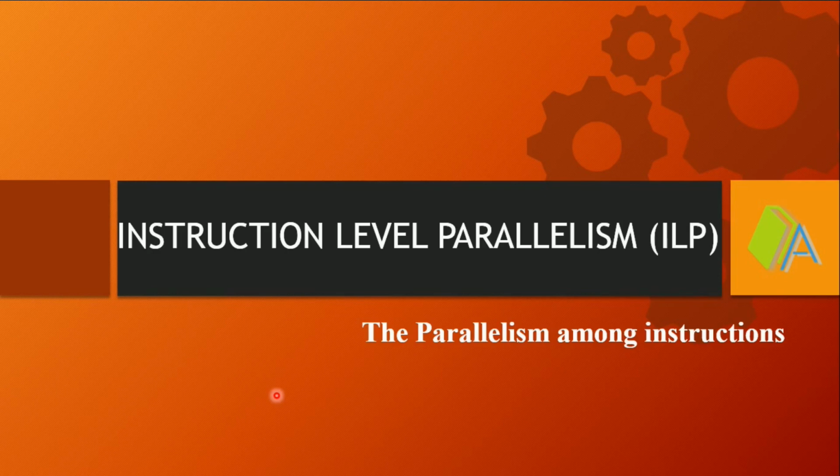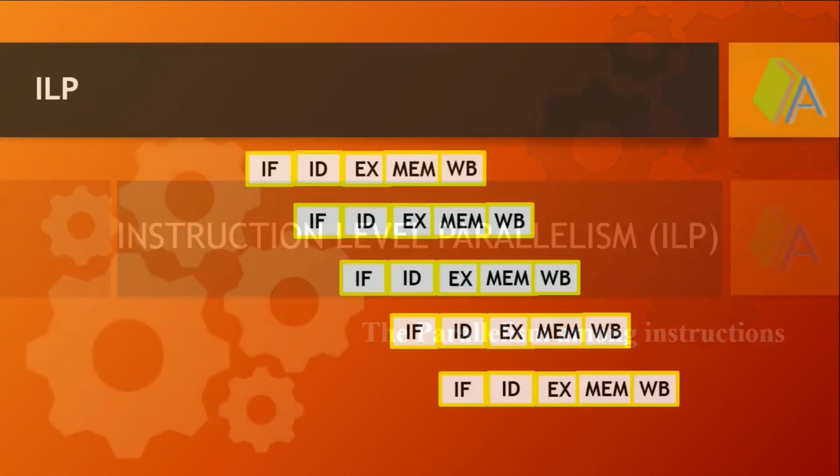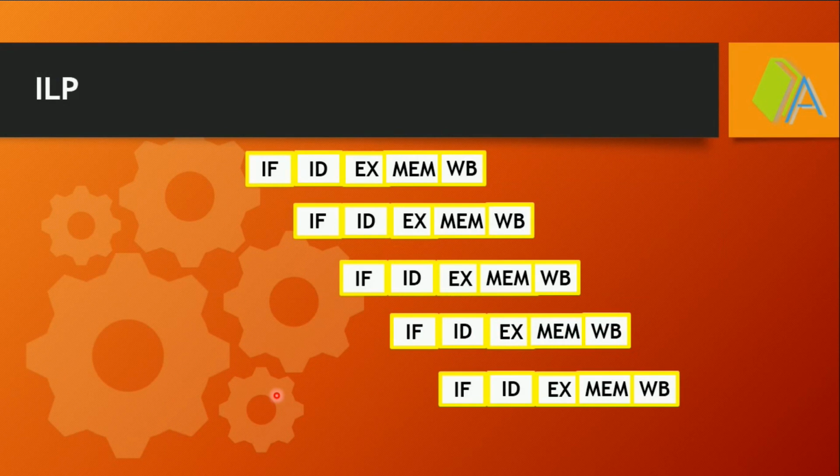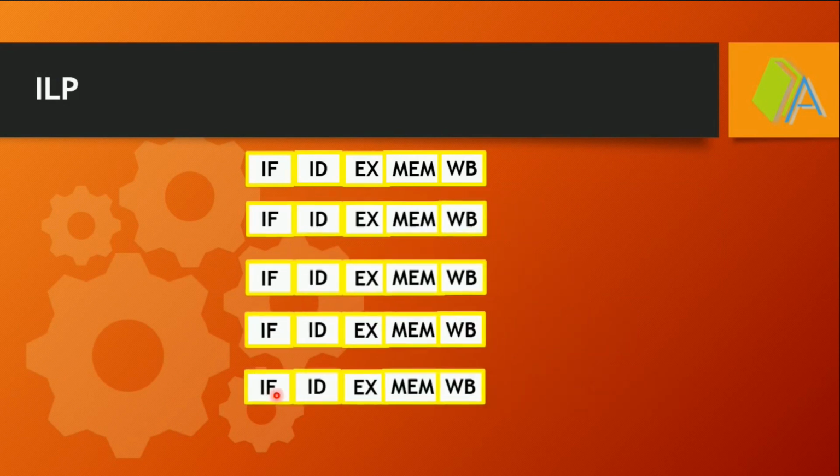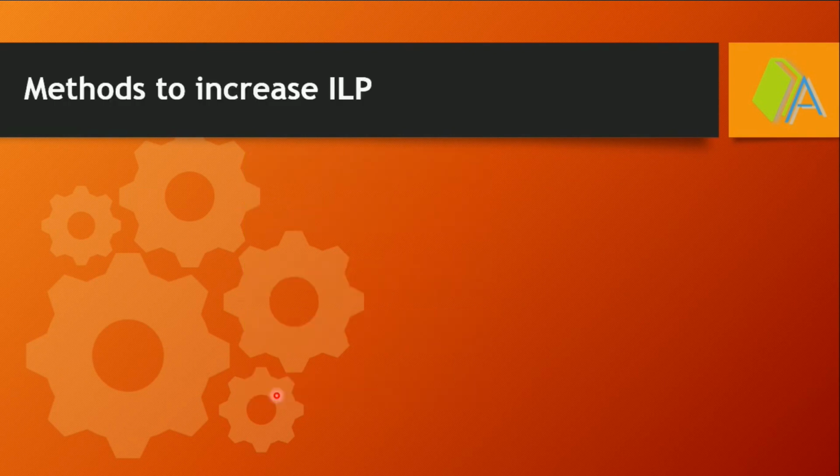Hello everyone. In this video we are going to discuss instruction level parallelism and what methods are adopted to implement parallelism among instructions. This is the pipelined instruction stages. Parallelism among instructions can be achieved by overlapping the pipeline stages. By doing so, many instructions can be launched in every clock cycle, thereby the processor's performance will improve.